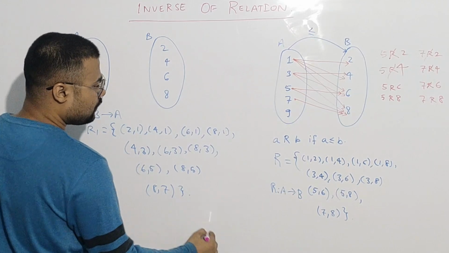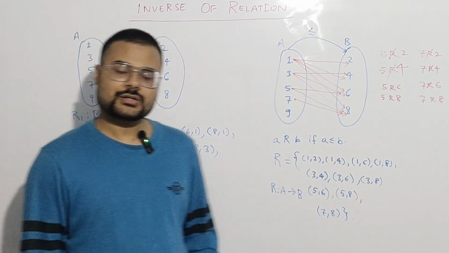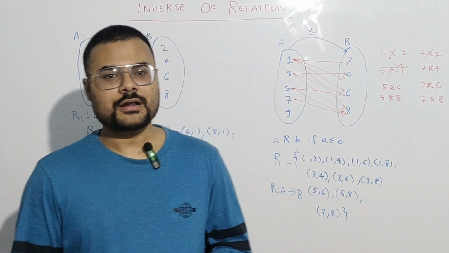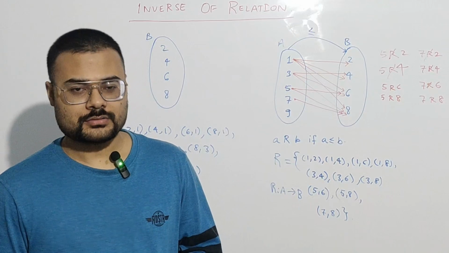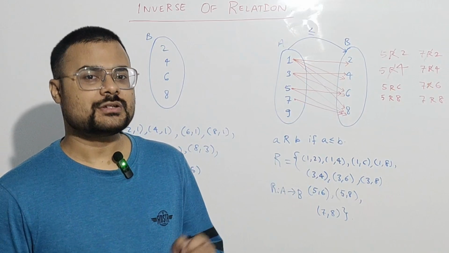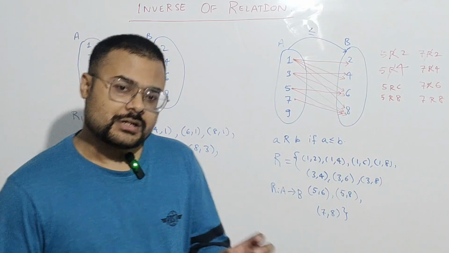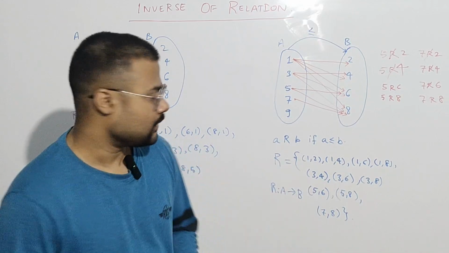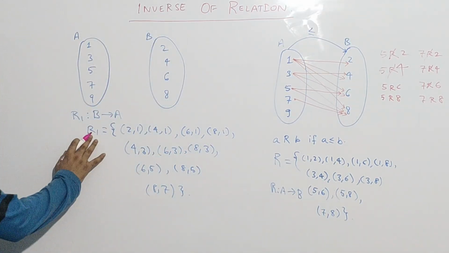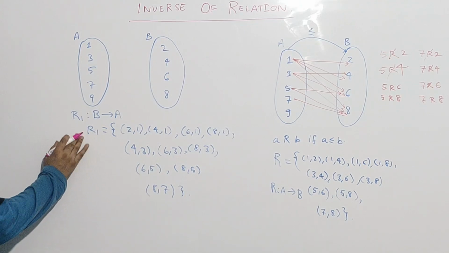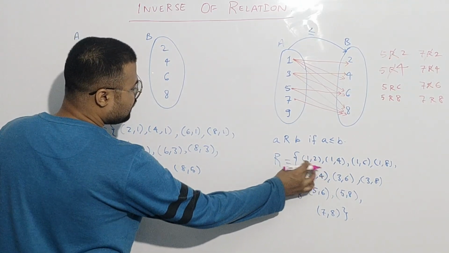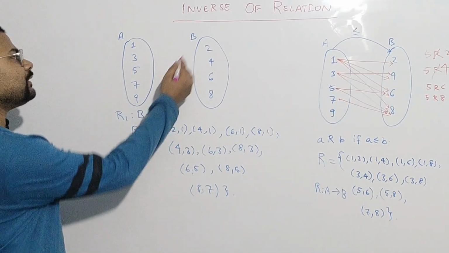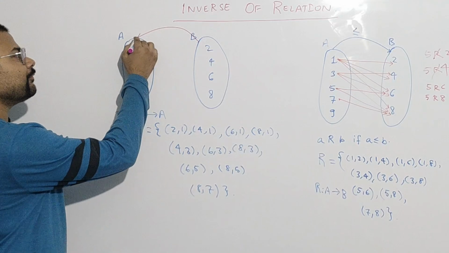For any relation, if R is a relation from A to B, then R inverse is a relation from B to A, obtained by just interchanging the positions of the elements in the ordered pairs of R. So you have got this R1 by interchanging the positions. Also, you can understand what the relationship rule would be from B to A.